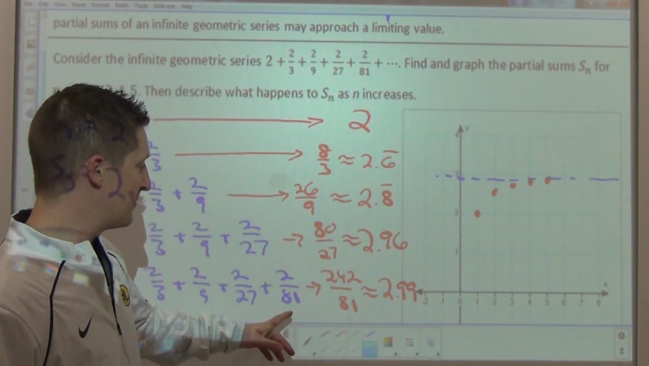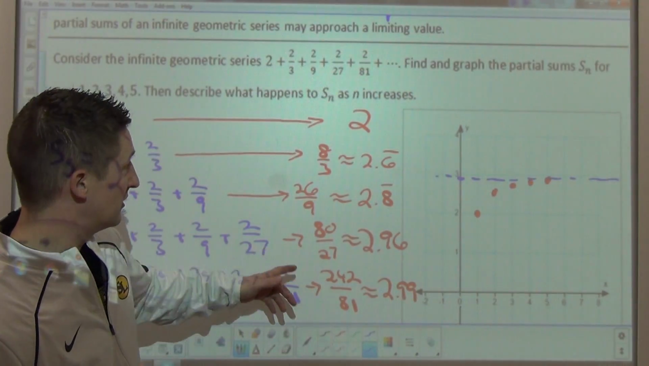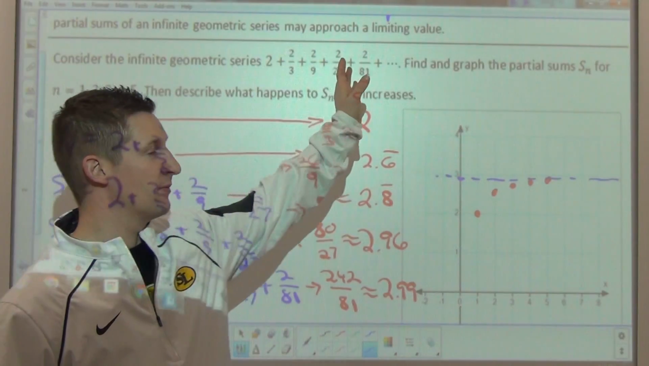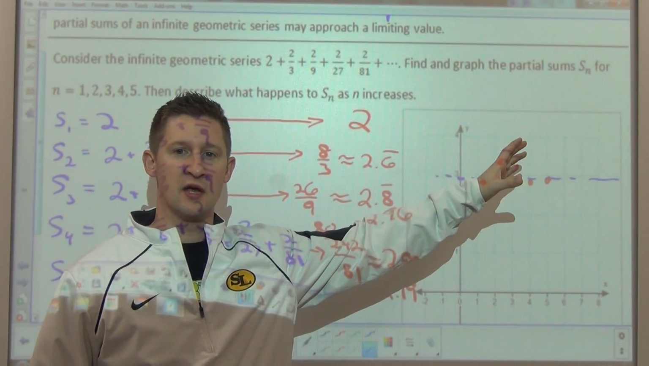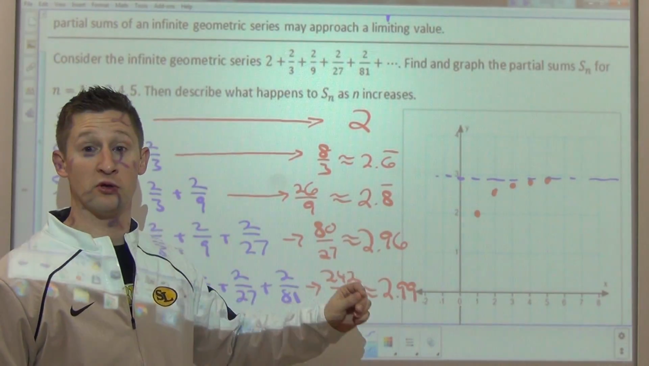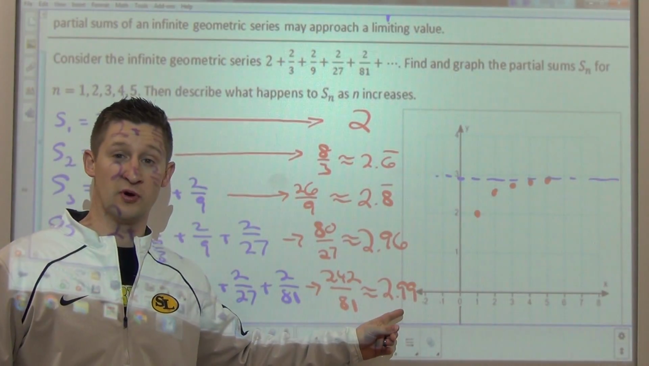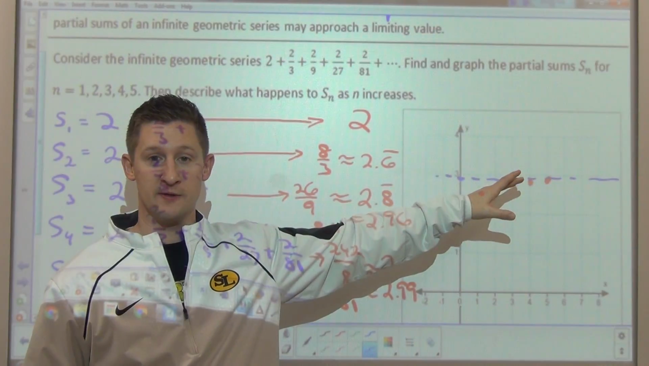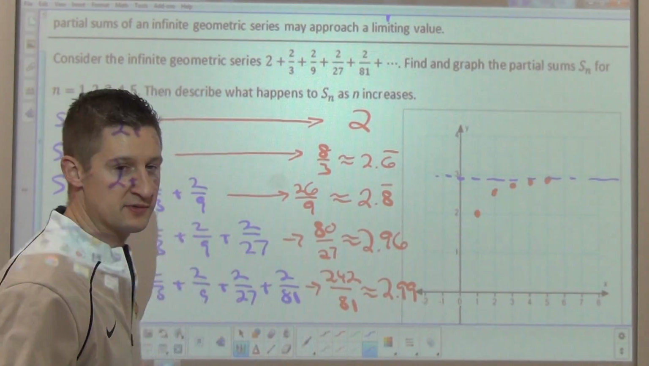Now, if I were to keep adding terms, the next term would be 2/243, a really tiny fraction. And every term from there is going to be a smaller and smaller fraction. I keep adding smaller and smaller values to this value, 2.99. I'm just going to keep getting closer and closer and closer to 3. Hopefully that makes some sense.